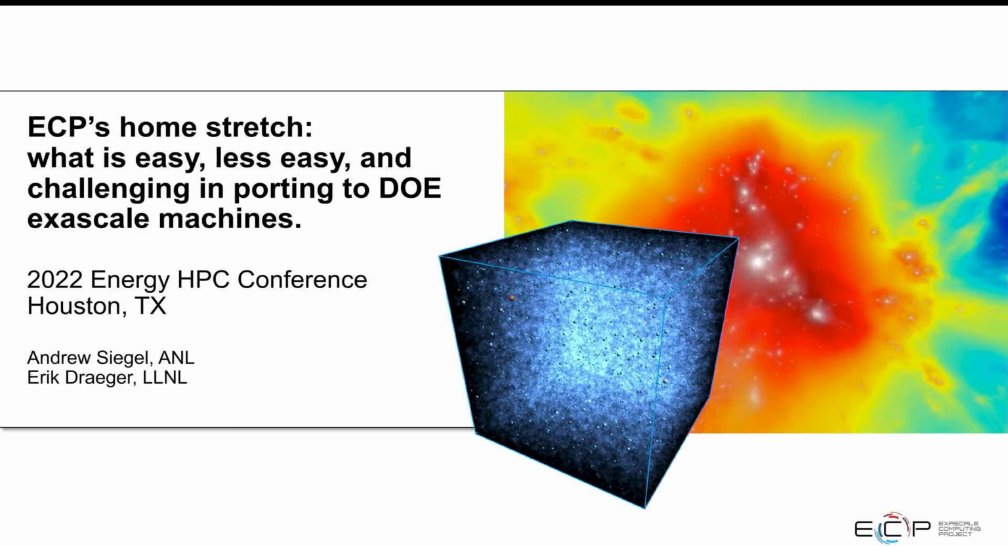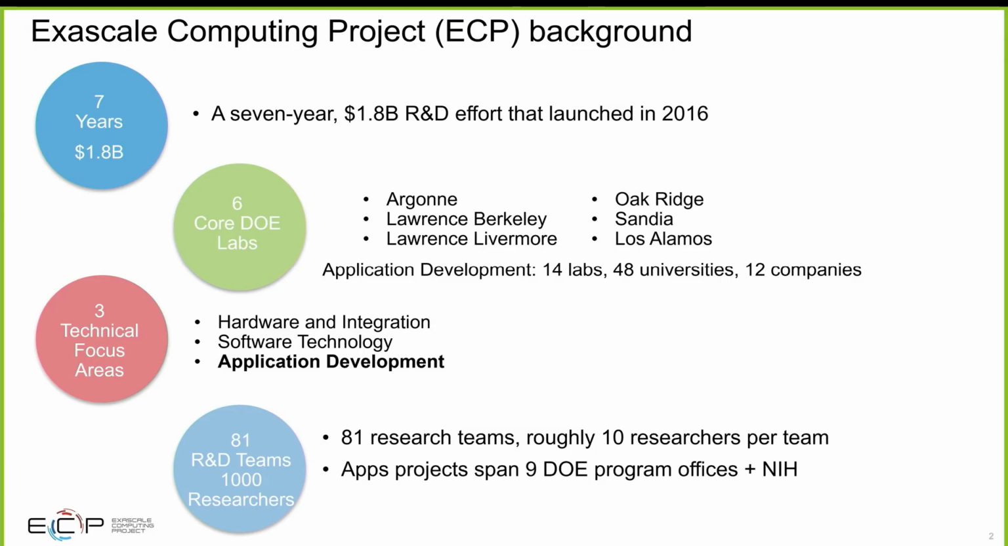That said, I'm going to talk about our experiences, and I'll take it from the top for people who aren't familiar. The Exascale Computing Project started in 2016. It's a 7-year, $1.8 billion project, which does not include the hardware acquisition. This is everything else other than that. The hardware is purchased separately. It is made up of 6 core DOE labs plus participation from 14 other labs, 48 universities, and 12 companies, so just a lot of participants in the project.